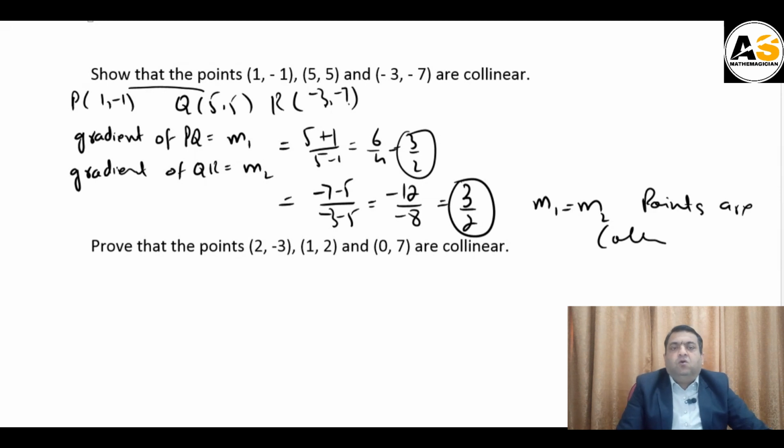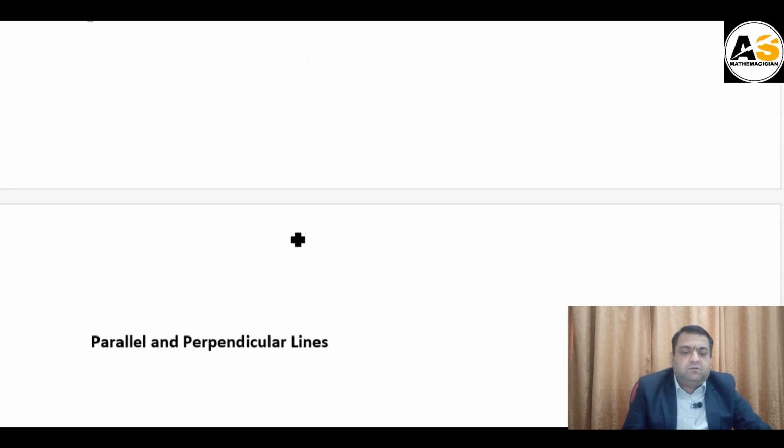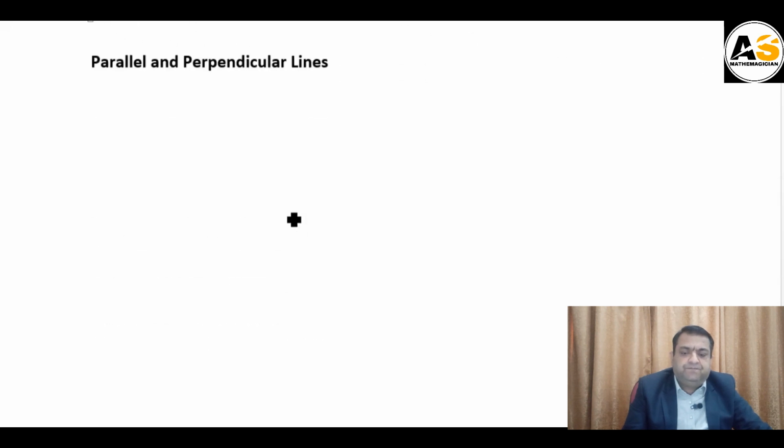Number 3, what is the gradient of a horizontal line? What is the gradient of a vertical line? And number 4, how do we check the collinearity of 3 points? Please do solve this question by yourself.